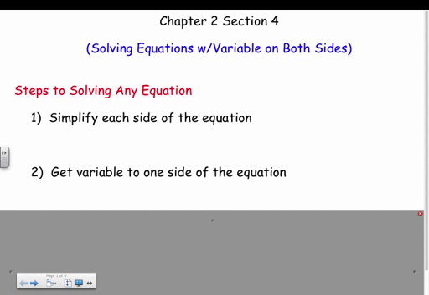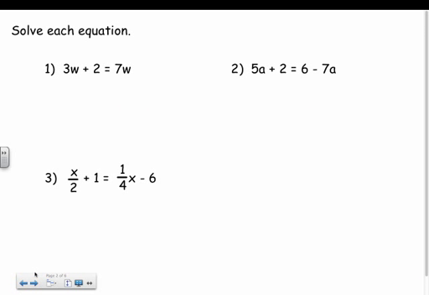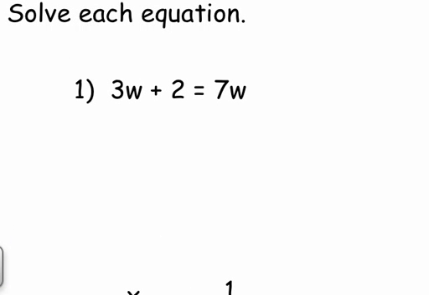Next, we want to get the variable, whichever variable you're looking for, to one side of the equal sign. And then after we get that variable to one side, we can get it by itself. We always do the inverse of what's being done. So those are the three steps. Always simplify each side first, get the variable to one side, and then get it by itself. If you follow those every single time, you shouldn't go wrong unless you make a little mistake by going too fast. So let's look at number one here.